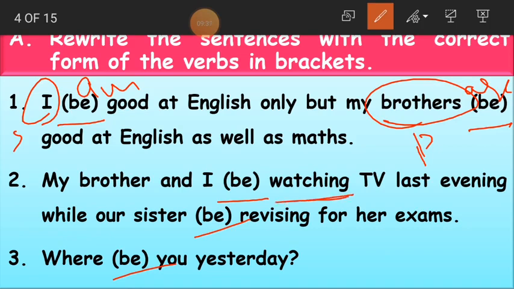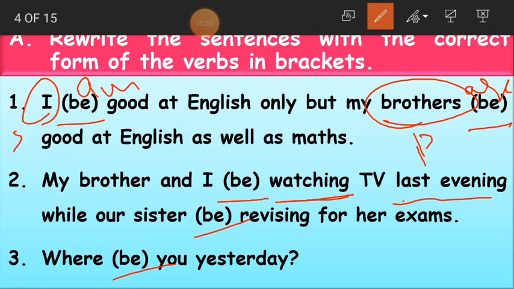Watching. Watching is again present tense only, present continuous. Okay. My brother and I be watching TV last evening, because okay, here it is last evening, last in the sense the day before. So then it becomes what? Past tense. It already happened. So this sentence becomes a past tense. Okay. While our sister be revising for her exams. So we are talking about yesterday's matter.